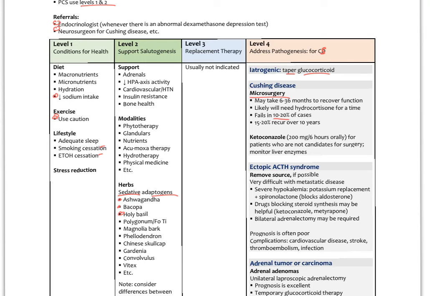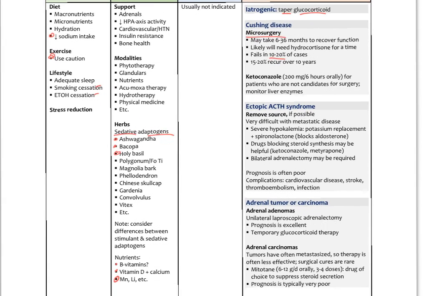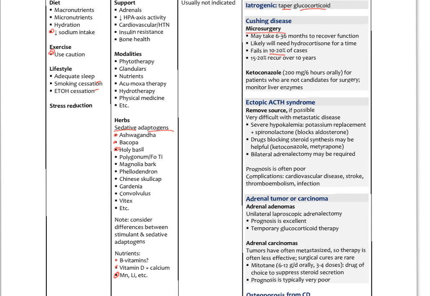For ectopic ACTH syndrome, you have to remove the source, which can be very difficult if it's due to metastatic disease. But with severe hypokalemia, we might need to use potassium replacement with spironolactone. And then different drugs, as I've mentioned before, that block the steroid hormone synthesis, like ketoconazole and metirapone. And then bilateral adrenalectomy might be required with subsequent replacement therapy. Prognosis, though, for this is very poor because of the underlying primary problem, which is usually metastatic disease, and all the complications we're going to get from that severely elevated cortisol.